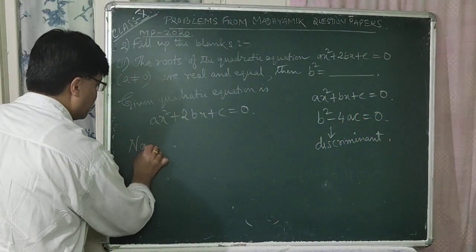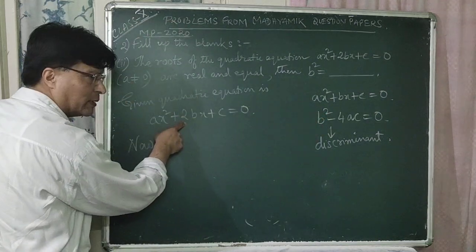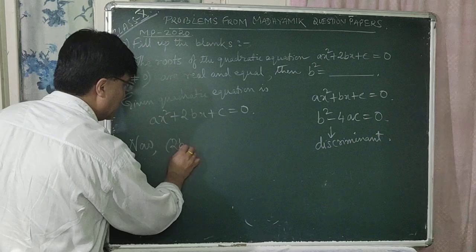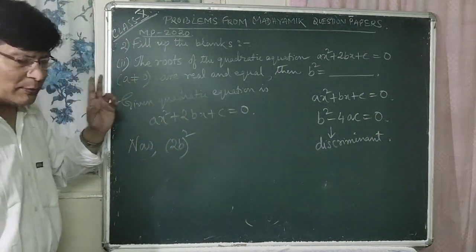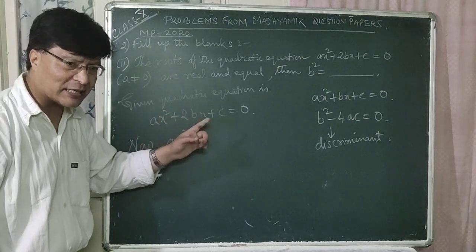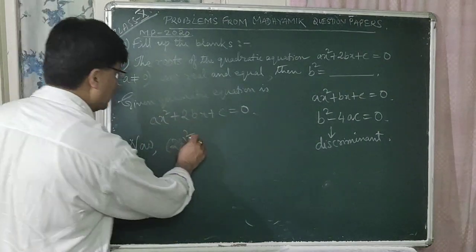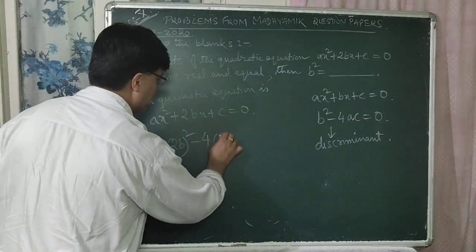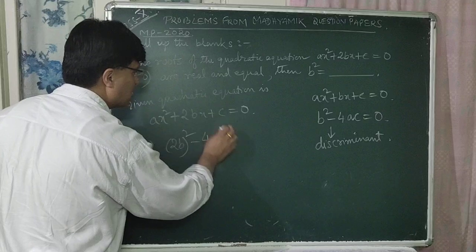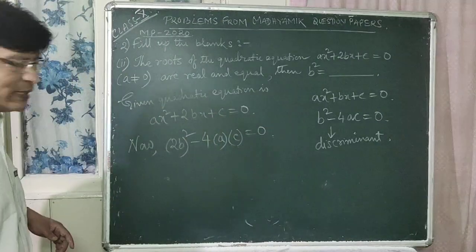So now, what is the discriminant? B square. But what is b square here? It is 2b whole square, right? You can't write only b here. In the question it is given instead of b there is 2b. So it is 2b whole square. Then minus 4 into, what is the value for a in this case? It is a. And what is the value for c in this case? It is c only. So which is equal to 0, right?